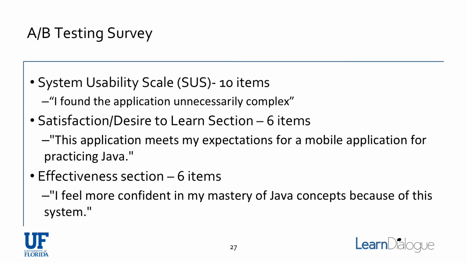And the last section was the effectiveness section. It contained 6 statements and was rated on a 7-point Likert scale. This section evaluated participant perceptions of the application in terms of how effective it would be in helping them practice Java. A sample statement from this section is, "I feel more confident in my mastery of Java concepts because of this system."